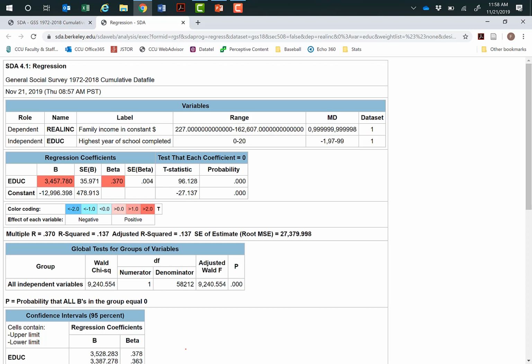Well, let's test that. So there's two variables in the General Social Survey that are kind of continuous. One is education as measured by the highest year of school completed, from 0 to 20. That's what it ranges. And then they have a dependent variable, the family income in constant dollars.